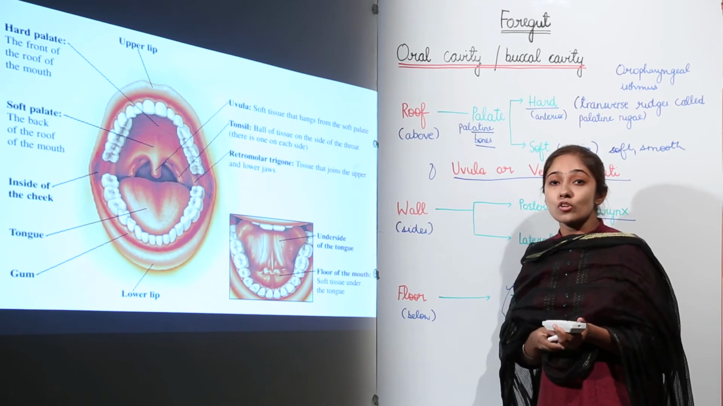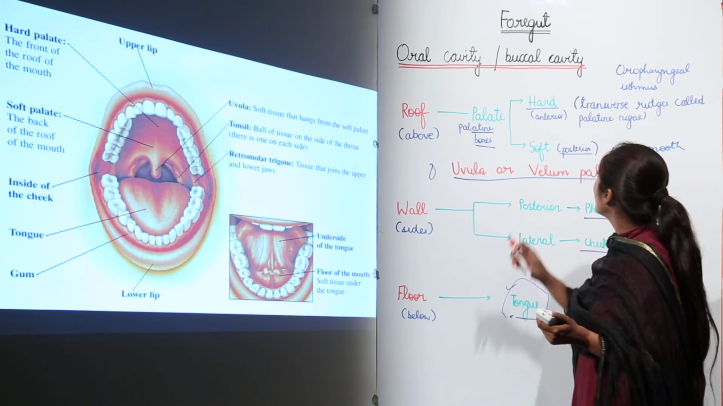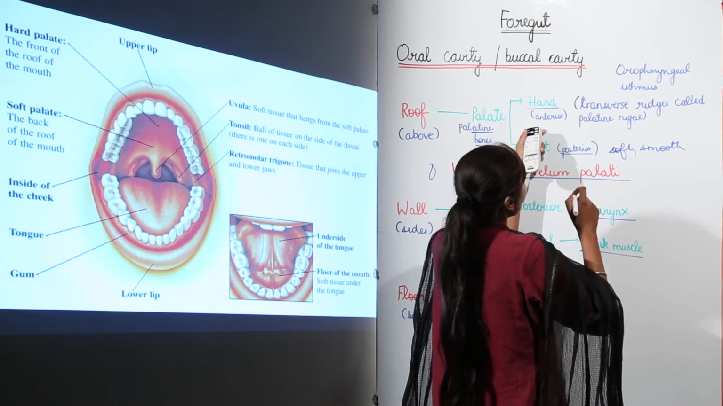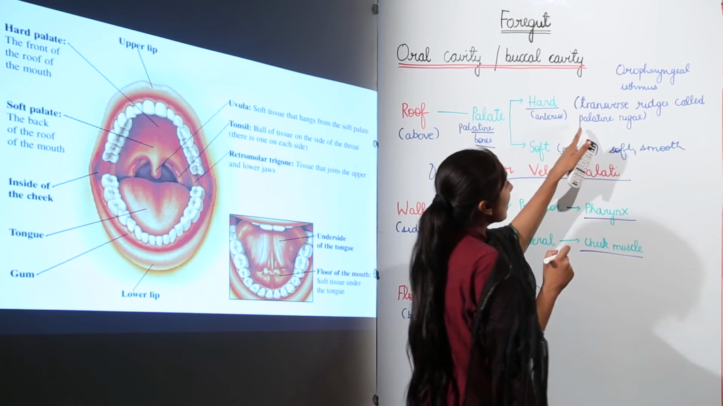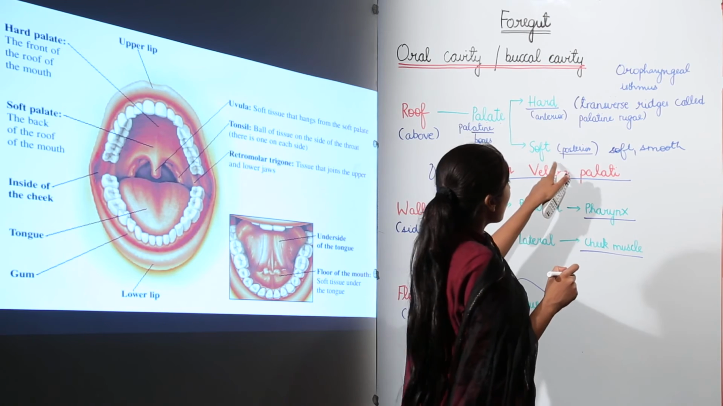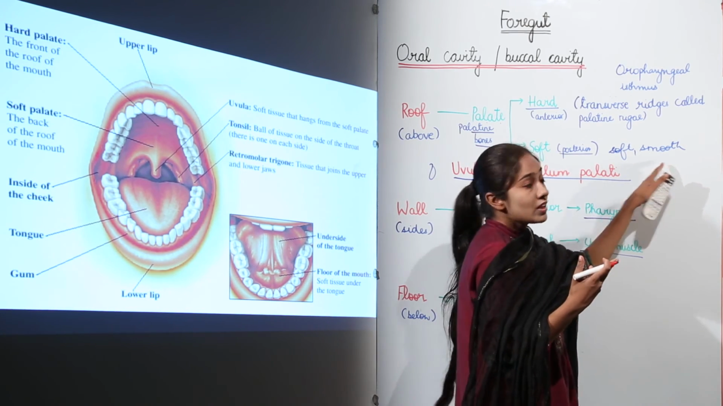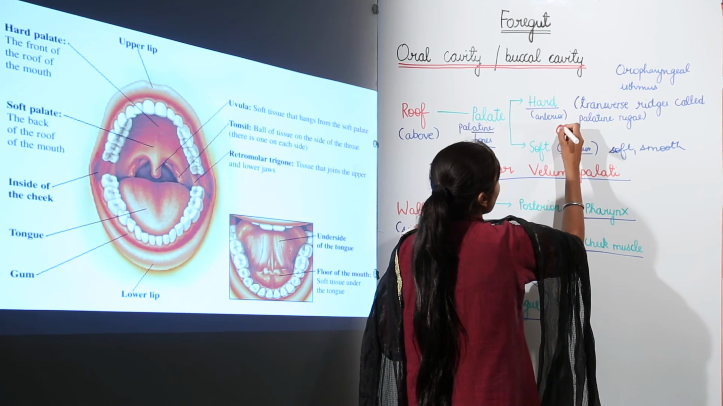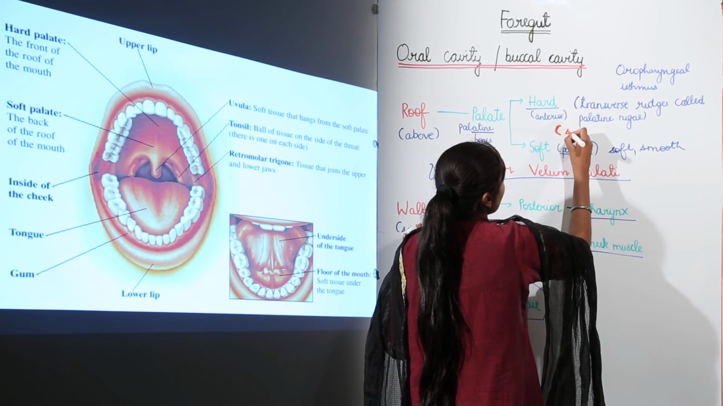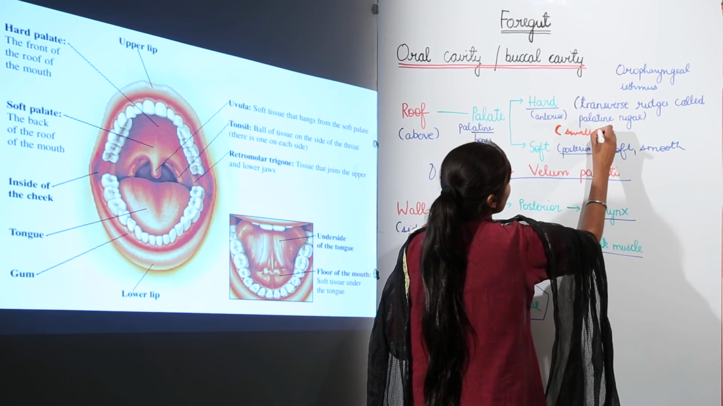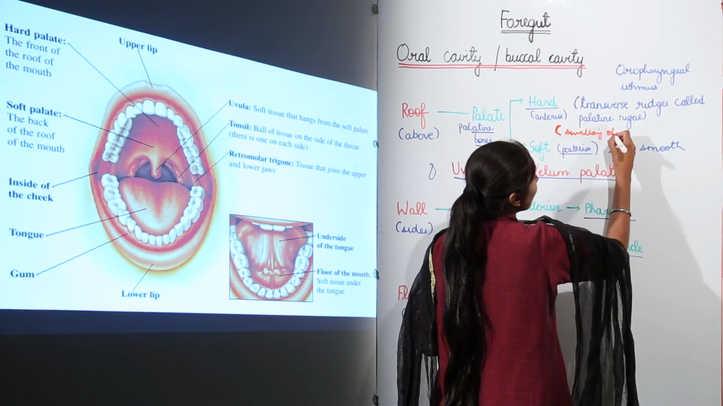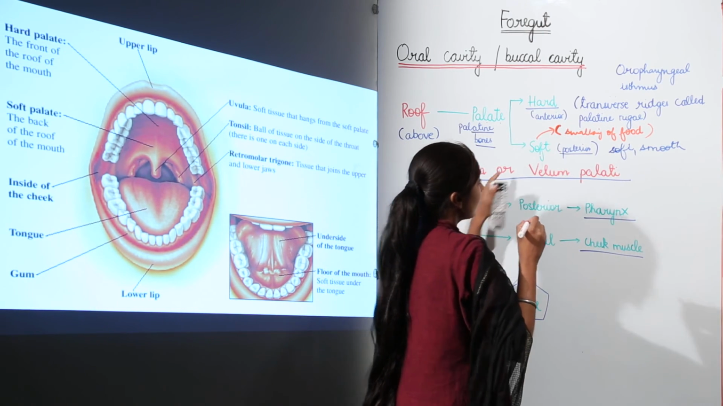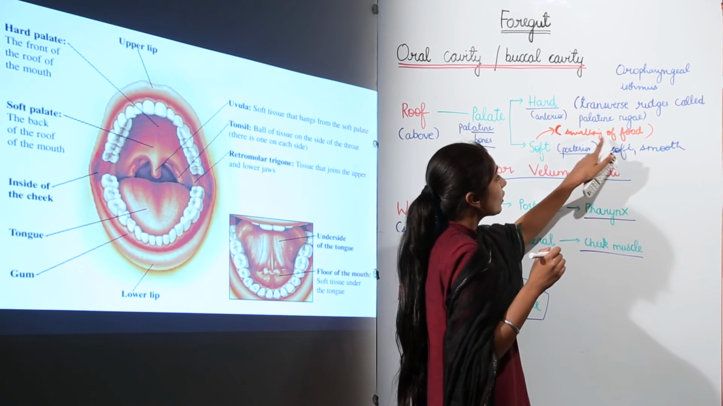Moving on to the functions of the parts. Well, when we talk about the hard palate, there are transverse ridges called palatine rugae. When we talk about soft palate, it is soft and smooth. So this actually is helping in the swallowing of food. This is the function of the soft palate, right? It is helping in the swallowing of food.